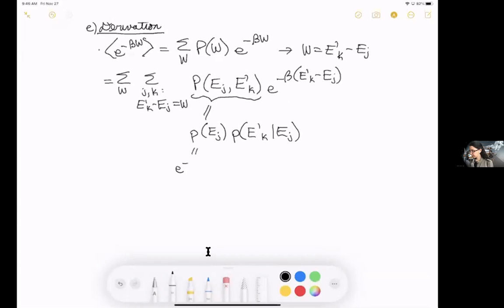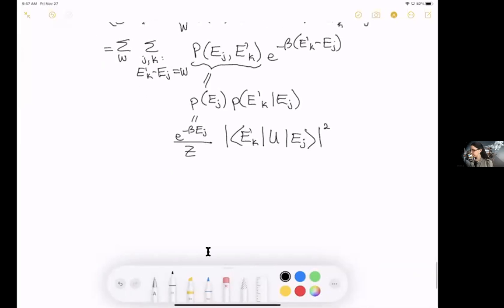The first probability is given by the Boltzmann distribution, the Gibbs distribution. The second probability comes from quantum mechanics. If the initial state was e sub j, and we evolved with this unitary, then the probability of obtaining this outcome from the second measurement is given by this square modulus according to Born's rule.